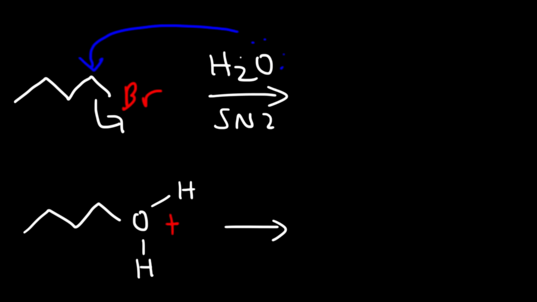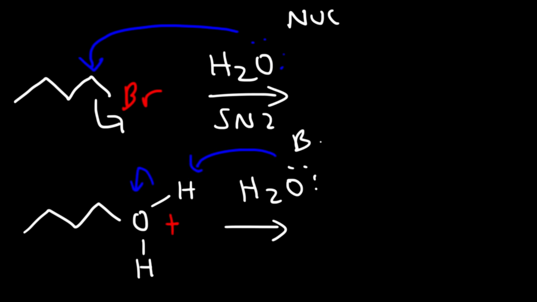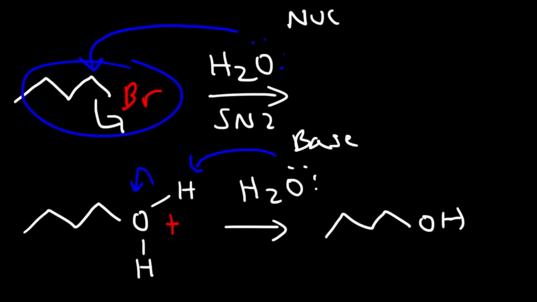Now when water attacks the carbon, it behaves as a nucleophile. However, when water abstracts a proton, it behaves as a base. So water can behave as both a base or a nucleophile. And so the end result is that we get an alcohol, 1-butanol. And that's how you can convert an alkyl halide into an alcohol.